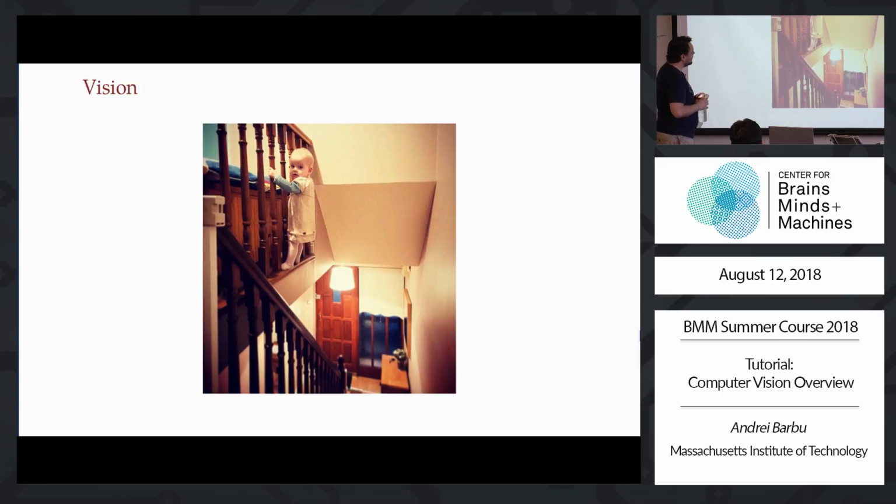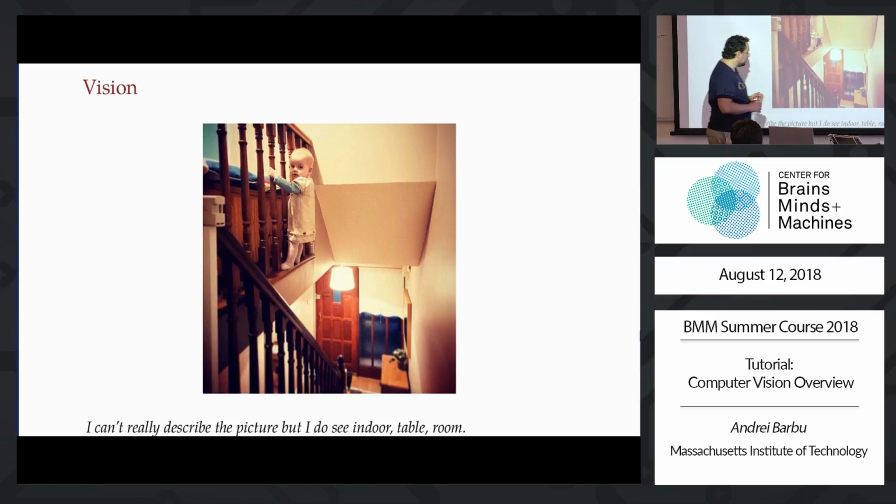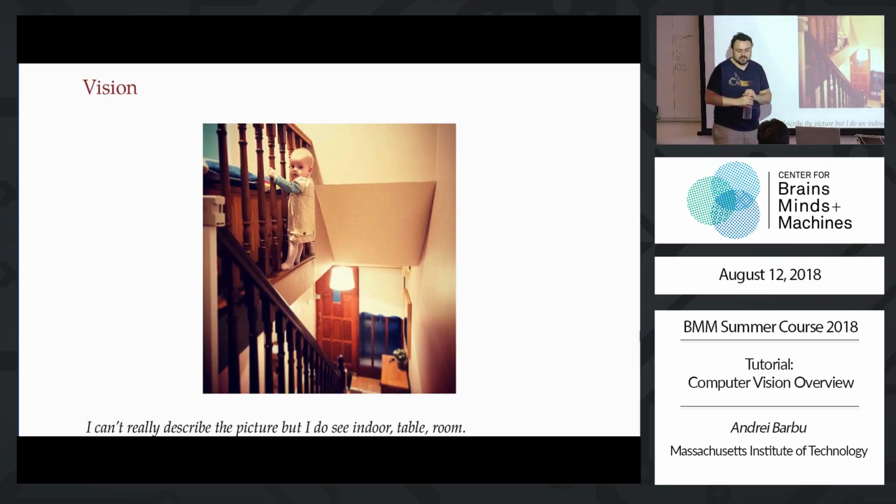Someone online did it. But if you look at this image, you might say, well, this child is in danger. This child might be falling. Maybe they're hanging on to this thing. There's a whole number of sentences that you could write about it. And unfortunately, if you put this into state-of-the-art captioning systems, they say things like, "I can't really describe the pictures, but I see indoor table and room." Yeah, OK, it's indoor. There's a table in a room, but you've kind of missed everything.